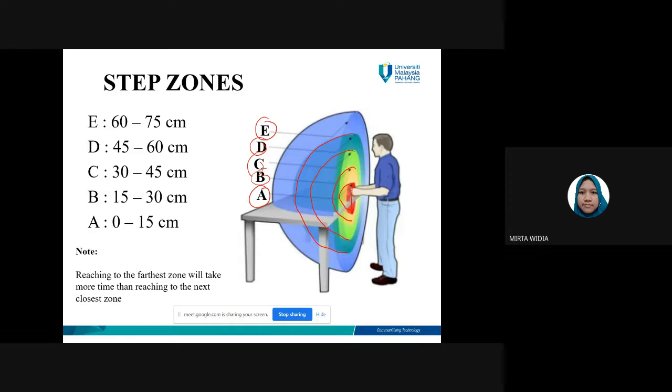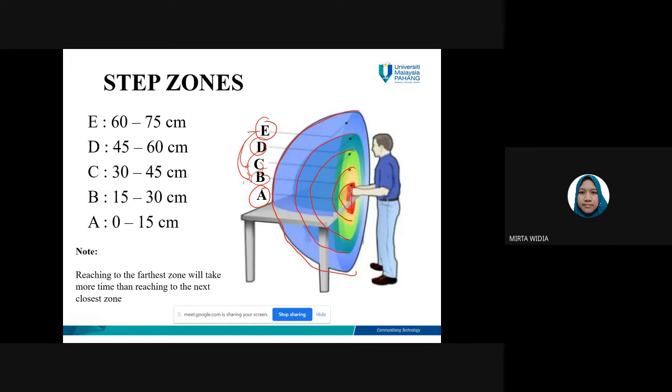Sorry, E is this blue one. Okay, so this is the reach envelope, so we need to eliminate this. If we can reduce the reach from E position to B or to C, it will reduce the motion time.